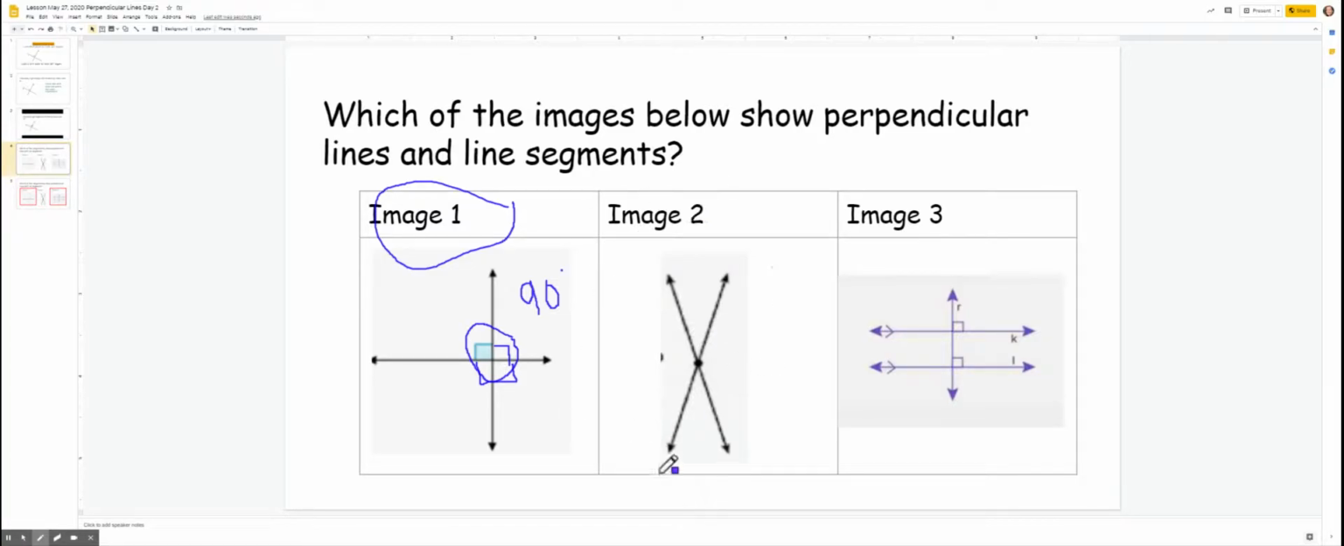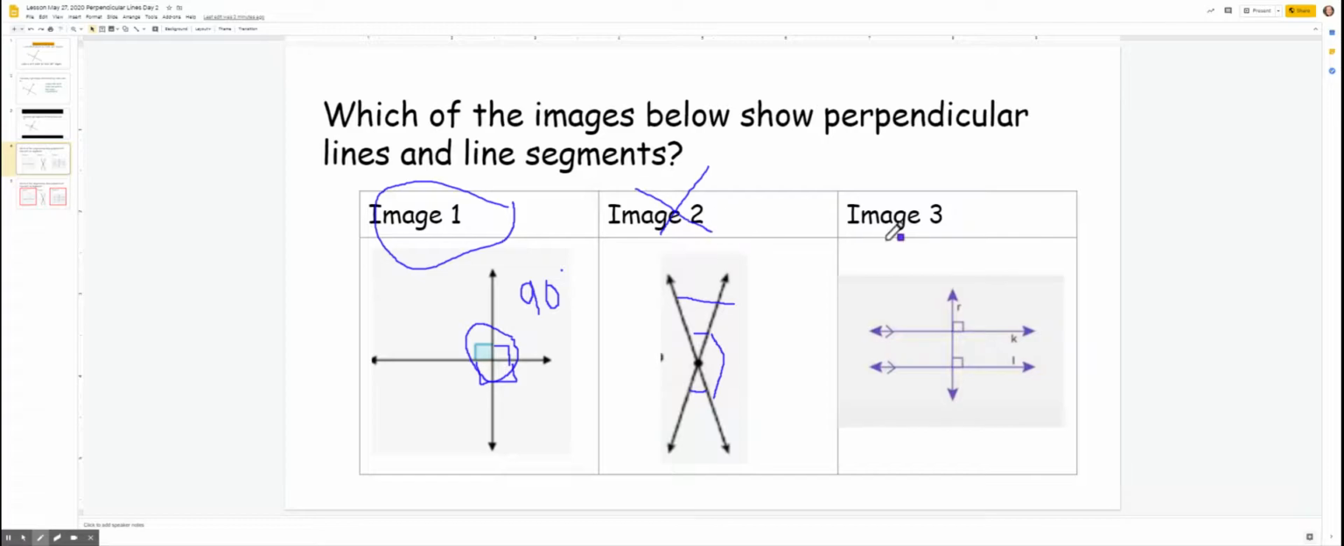Now, if we look at these lines in image two, we can see that they're definitely not parallel because they're different distances apart. So by drawing that, I'm showing you that they're closer here than they are here. So we know that they're not parallel, but there's nothing telling us that they meet at a 90-degree angle. In fact, this angle is quite wide and definitely larger, while this angle here is very small, very hardly open. So this kind of shows me more of an acute angle. So this would not show us perpendicular lines or line segments.